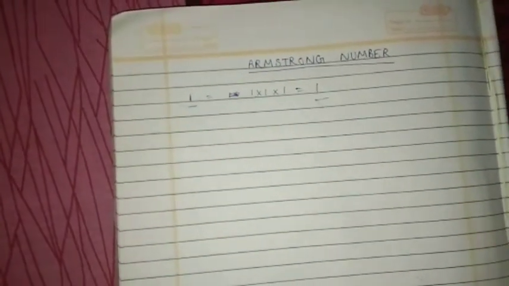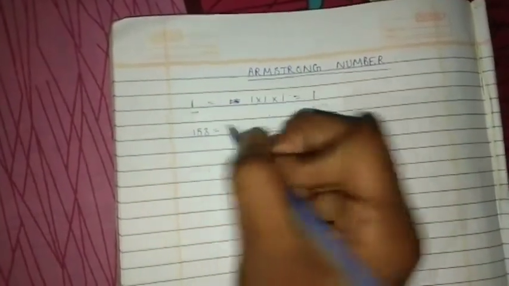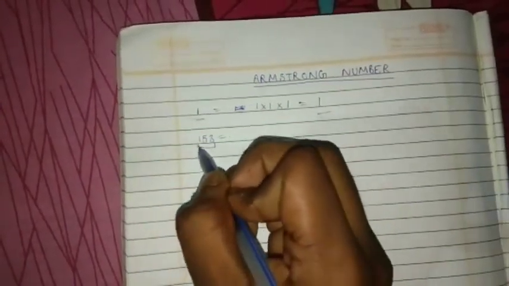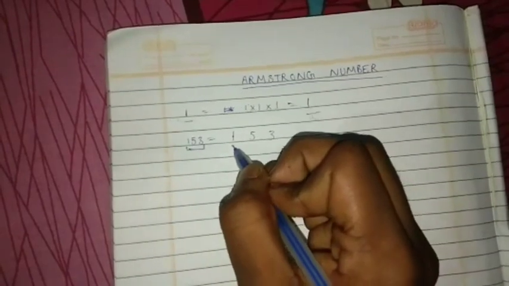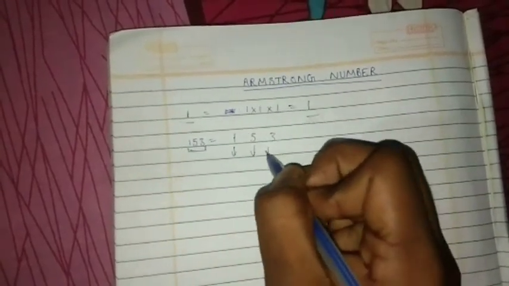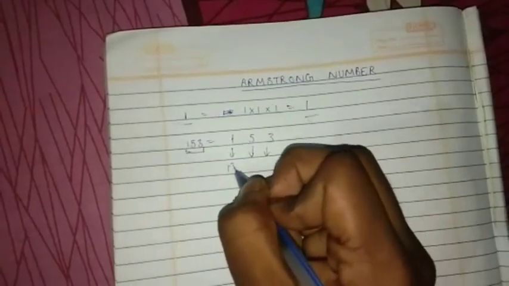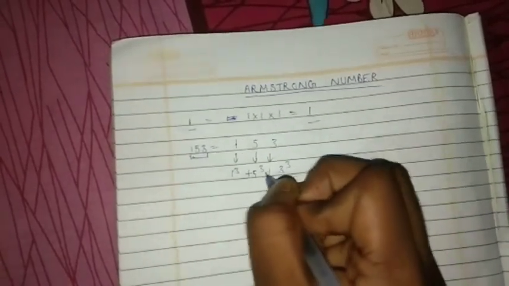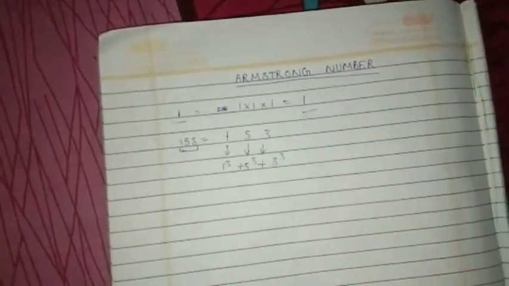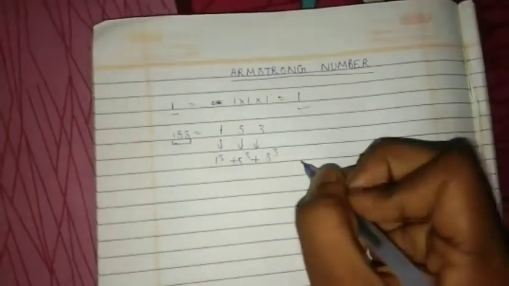If I give you the second example, it's 153. How is it an Armstrong number? First we need to separate each digit. There are 3 digits in it: 1, 5 and 3. Take the sum of each digit by cubing, that means 1 to the power 3, 5 to the power 3 and 3 to the power 3. If the sum of all the 3 digits after cubing them is the same as the starting number, then it's an Armstrong number.